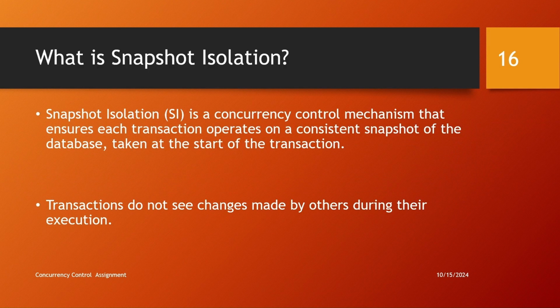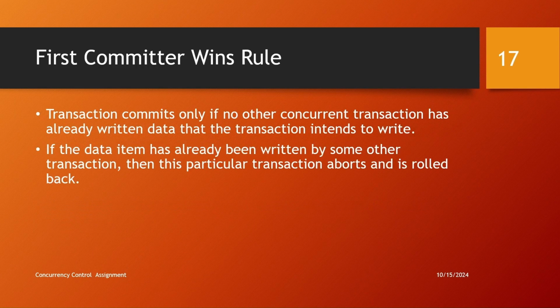What is snapshot isolation? Snapshot isolation is a concurrency control mechanism where each transaction operates on a consistent snapshot of the database taken at the start of the transaction. Let's say there are two concurrent transactions. Each takes a snapshot of the database at that state at the start and operates on that snapshot itself. That means the global database, the main database, is not affected until the transaction is committed, aborted, or completed. Hence, the concurrent transactions do not see changes made by others during their execution.